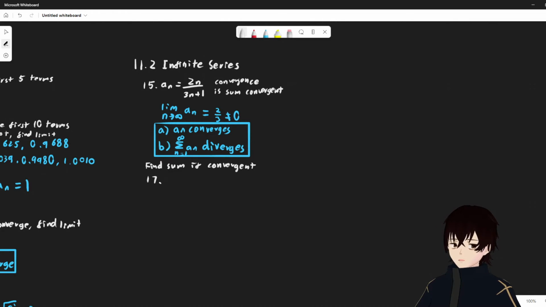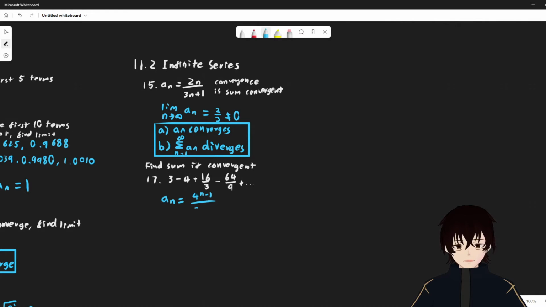And we start with 17, which says our series is 3 minus 4 plus 16 over 3, minus 64 over 9 plus and so on. I can express the sequence as a of n is equal to 4 to the power of n minus 1 divided by 3 to the power of n minus 2.